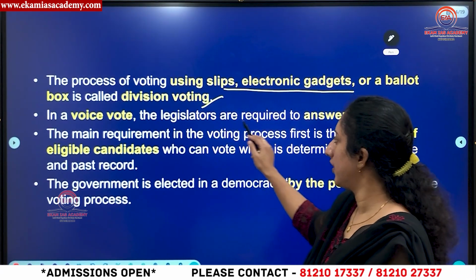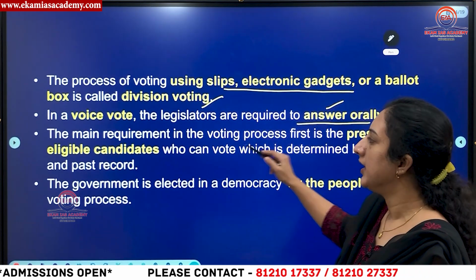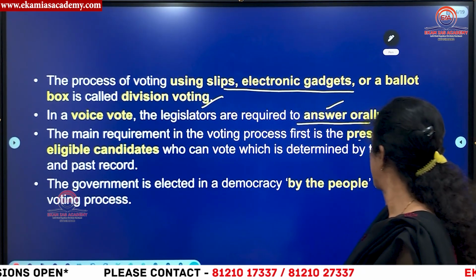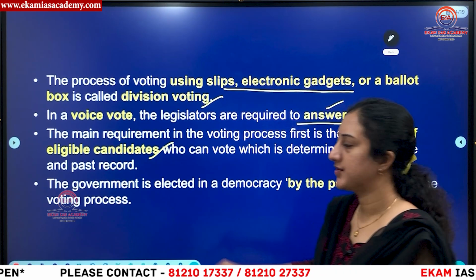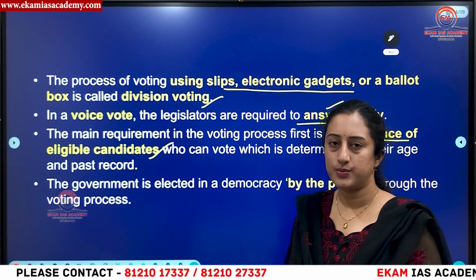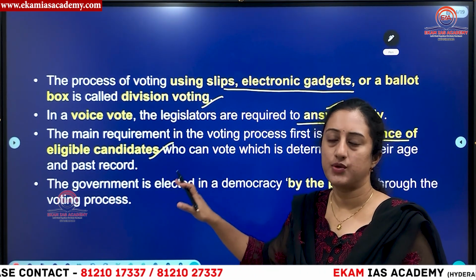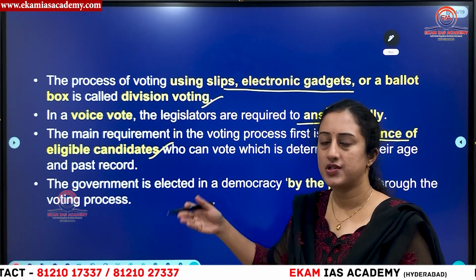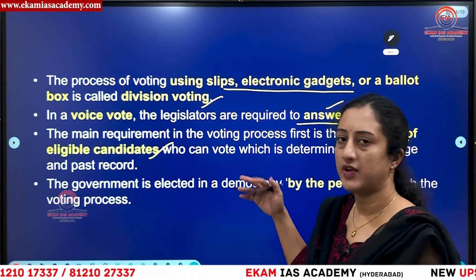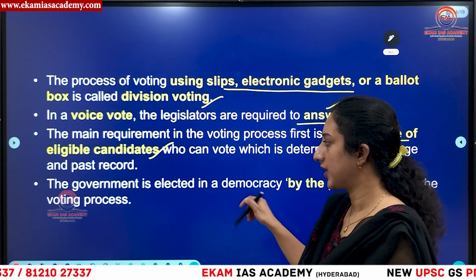In a voice vote, legislators are required to answer orally, and the main requirement is the presence of eligible candidates. Those who are eligible have to sit on the floor of the house and vote. This floor test will decide whether the government has a majority or not.